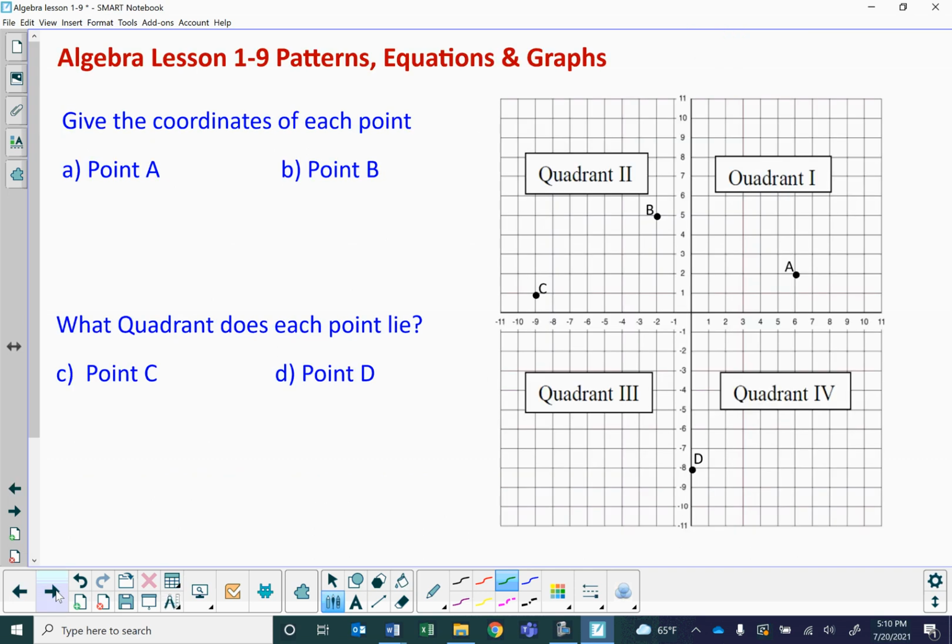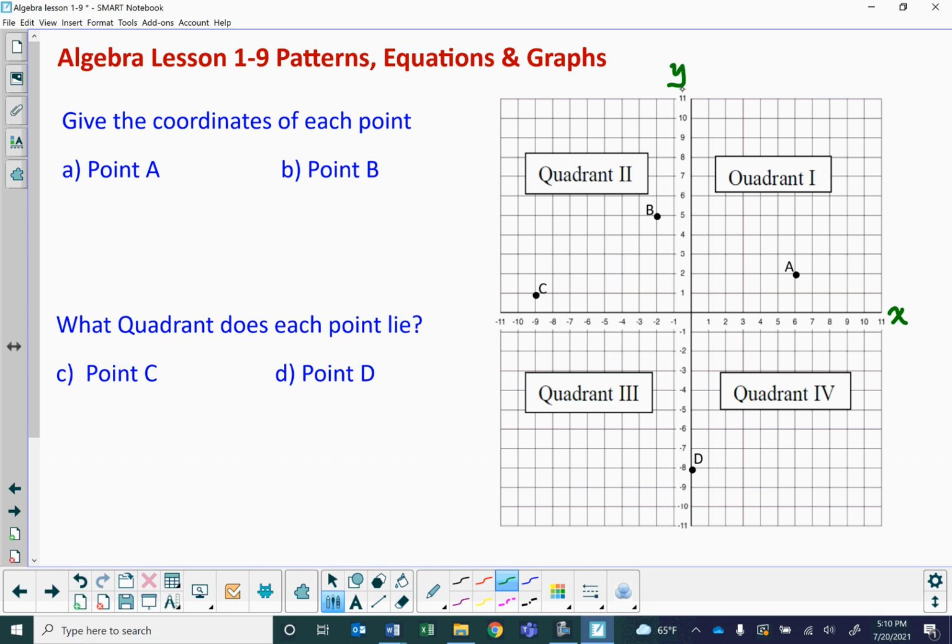So let's start with working on a little bit of stuff about the coordinate plane. Again, here's a coordinate plane. Here's my x-axis, that would be my horizontal axis. My y-axis is my vertical axis. You should always label them if they're not labeled. I've labeled quadrants 1, 2, 3, and 4. And we're going to give the coordinates of points.